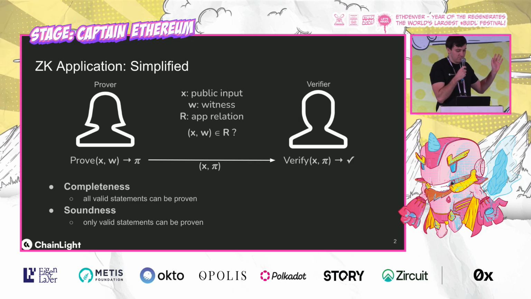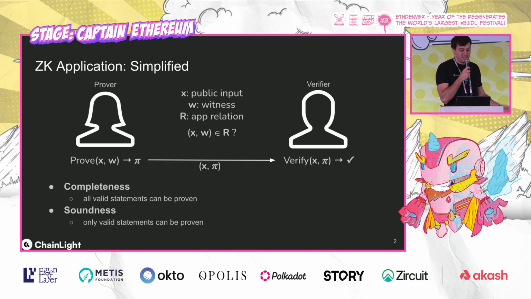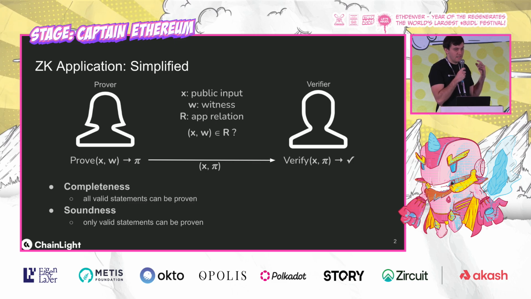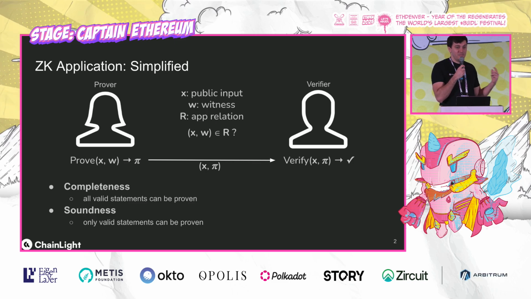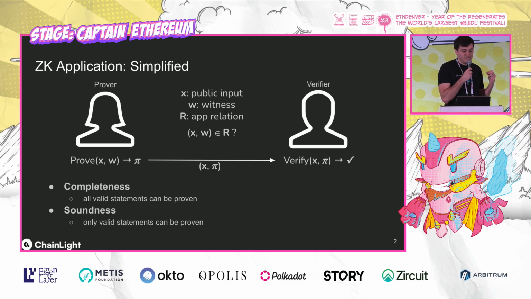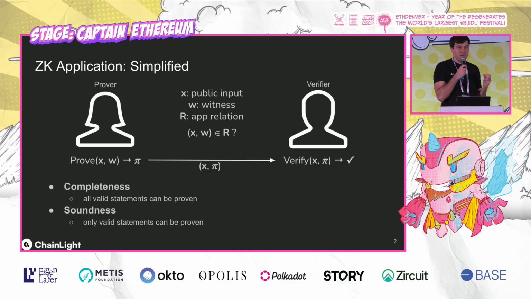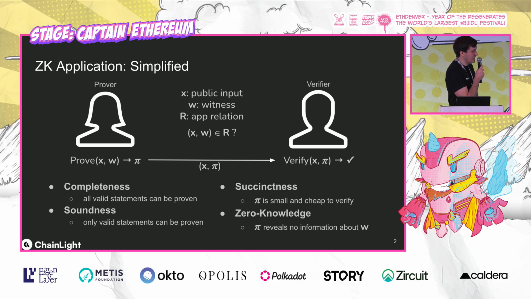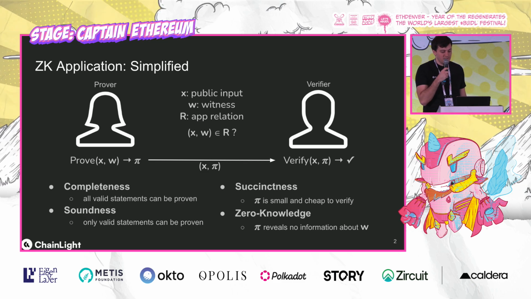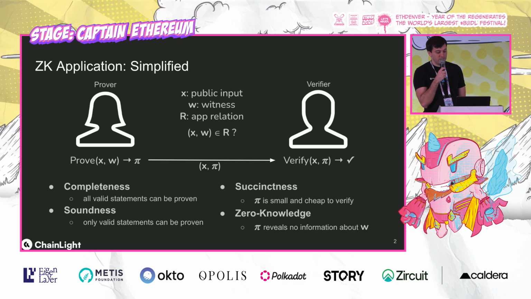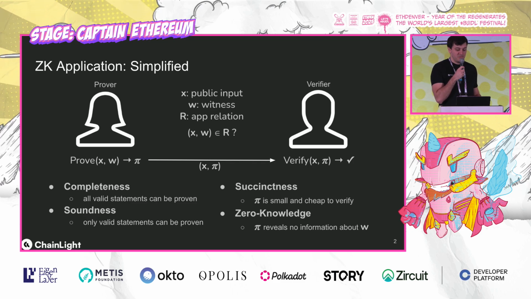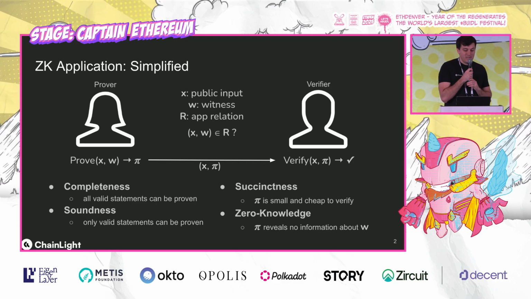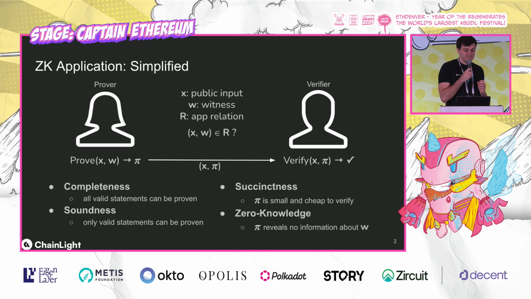All proof systems, pretty much in all of computer science, need to have two properties: completeness and soundness. Completeness says that all true statements that you care to prove can be proven, and soundness says that only true statements that you care to prove can be proven. The magical properties of zero-knowledge proofs that lead to all of the amazing applications are succinctness and zero-knowledge. In short, succinctness says that the proof is very small and very cheap for the verifier to verify. So they need to do a lot less work than the prover.